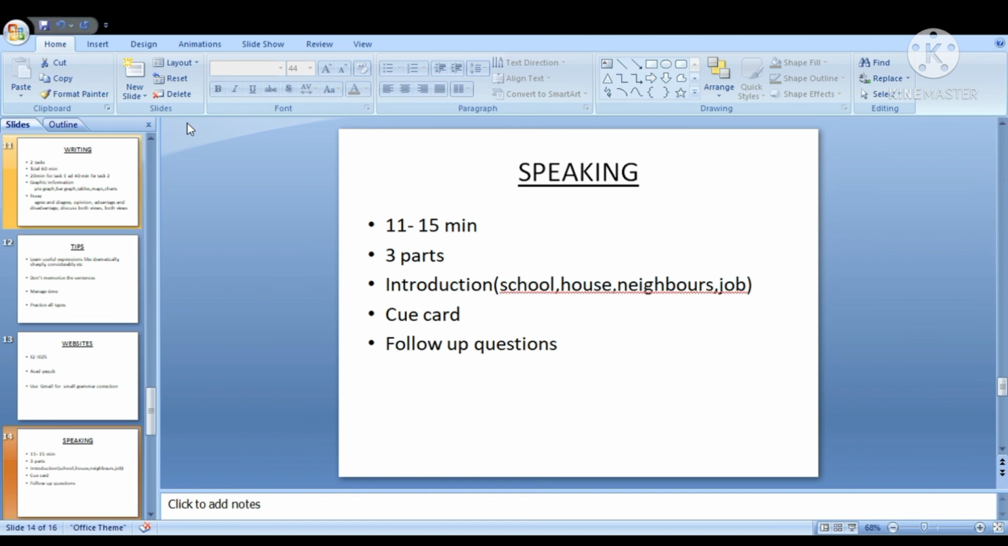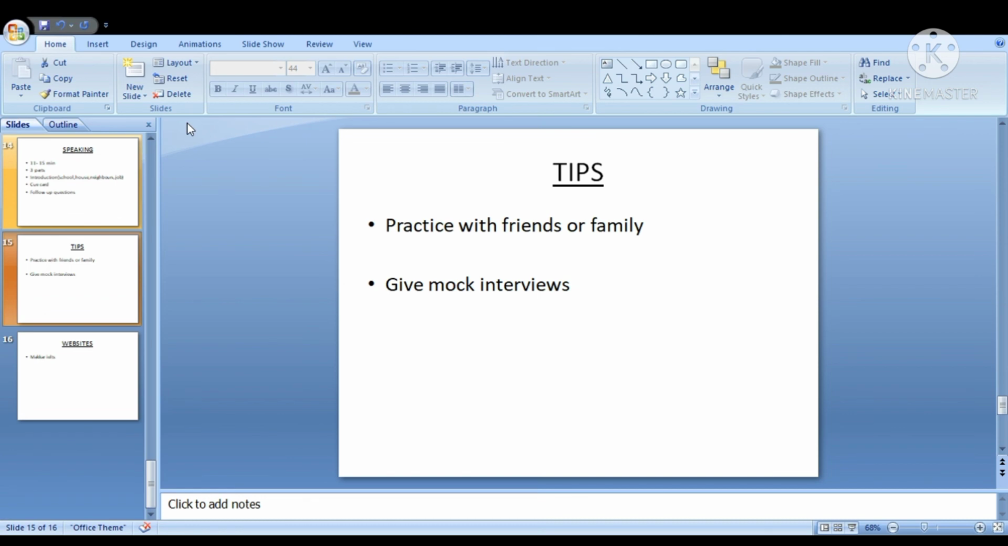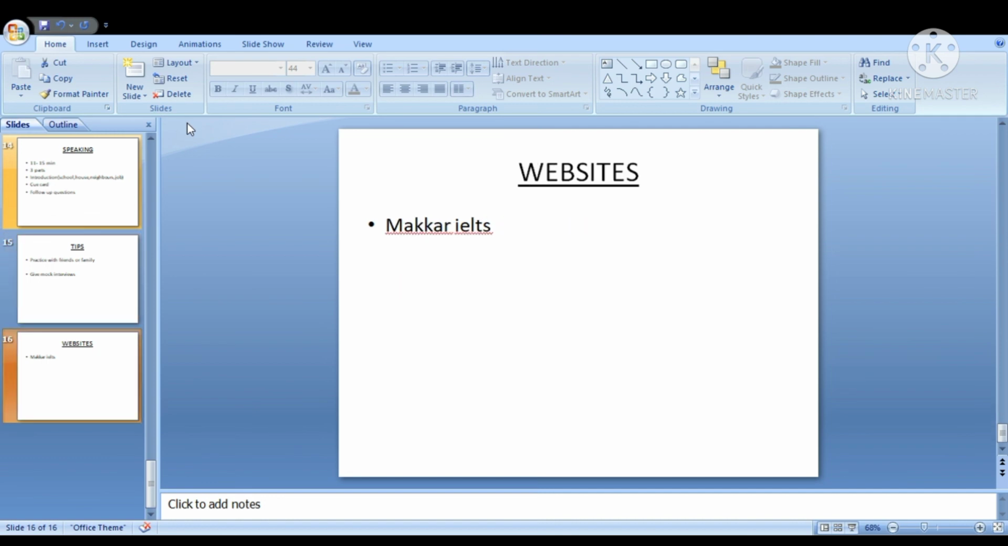To get a good band in speaking, you should speak English perfectly and pronunciation should be better. If you want to improve your English, practice speaking with friends or family and give mock interviews. If you want to practice for the IELTS speaking examination, in Google Chrome you can download the Makar IELTS speaking PDF. In that you will get different types of questions. Questions from that only you will get in the main examination. So please download it.